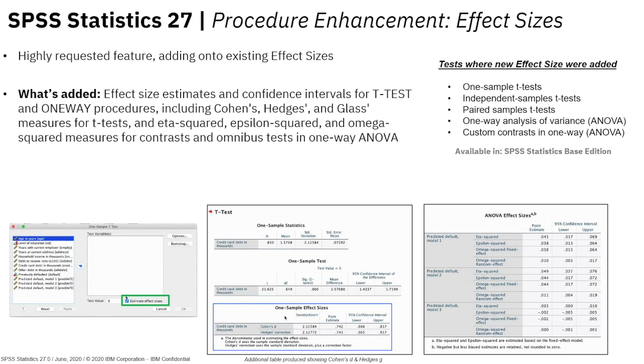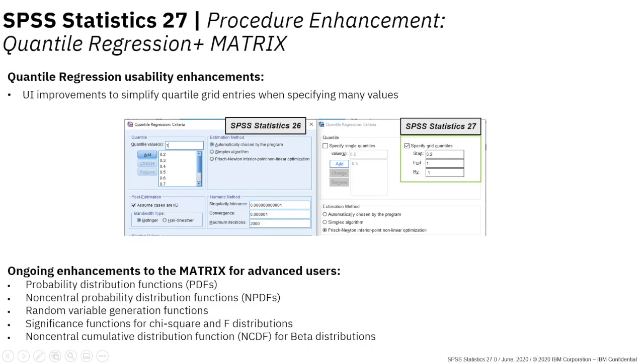Oh yeah. Also, this was actually a highly requested feature, which was added onto existing effect sizes. This was an enhancement. You could always kind of do an effect, but now you can estimate effect sizes within the data as well, which is huge. This was added to one sample t-test, independent samples t-test, paired samples, and then the ANOVA as well. And this is available in the base edition as well.